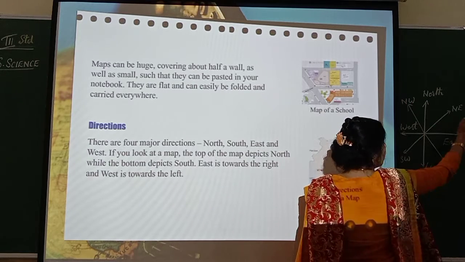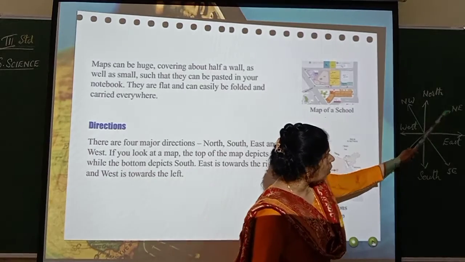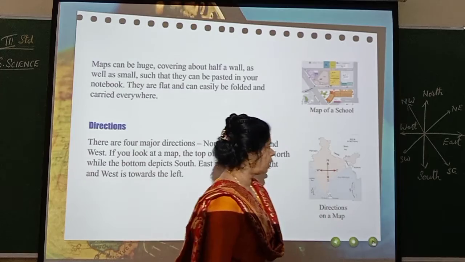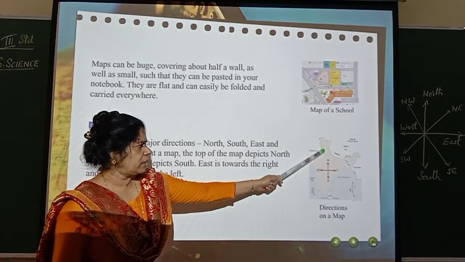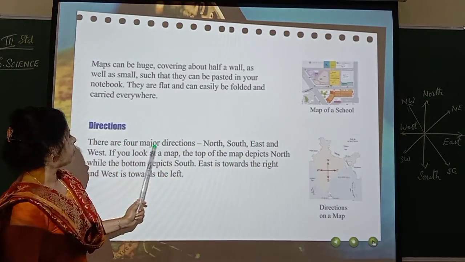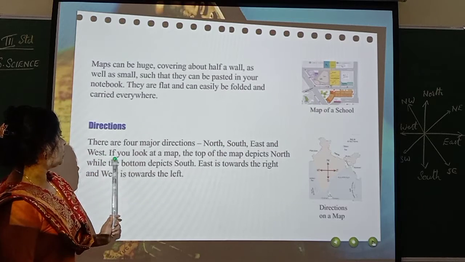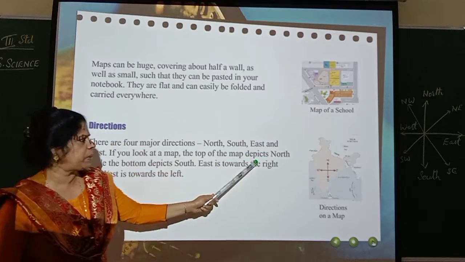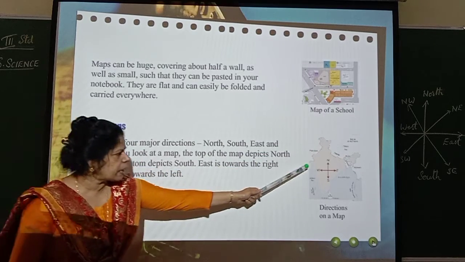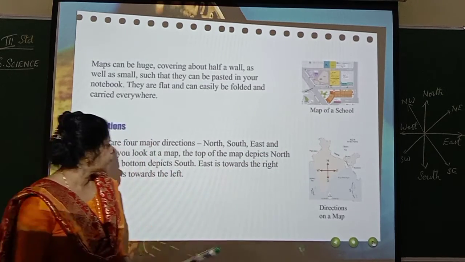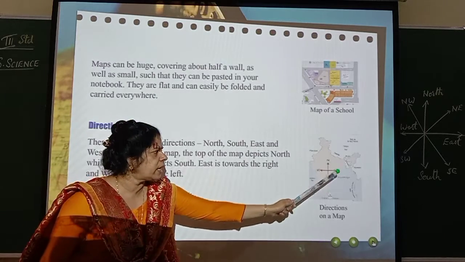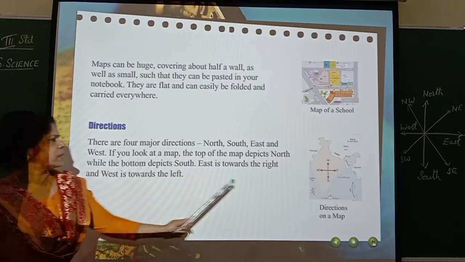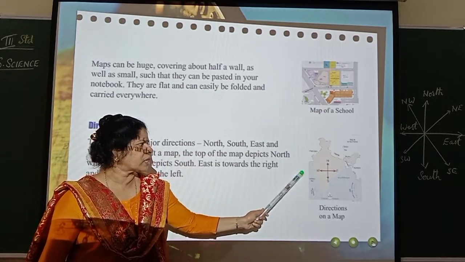Again, there will be a sub direction between northeast and east. It will be north-northeast. Like that it goes on. Okay. So here you can see the 4 major directions: north, south, east and west. If you look at a map, the top of the map depicts north, while the bottom depicts south. East is towards the right, and west is towards the left. So these are the directions on the map.